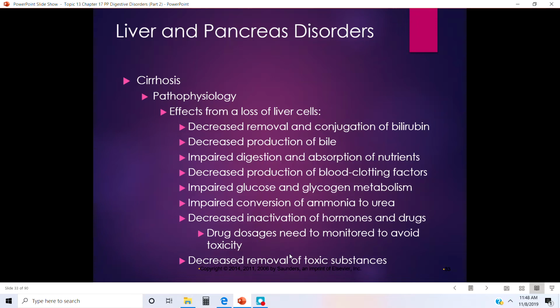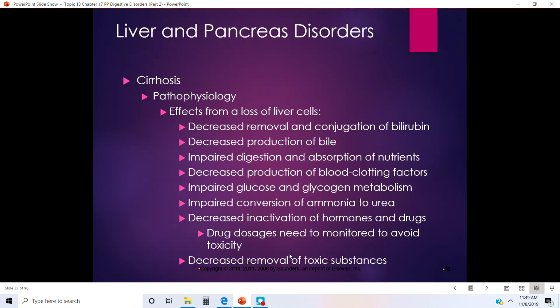So let's take a look at some of the effects that we see as a result of the loss of the liver cells. Again, if you think about all the things that the liver does for us when you were in A&P2, when you studied the normal function of the liver, right, you'll see a lot of this will apply as we lose the liver cells. There'll be a decreased removal and conjugation of the bilirubin. Remember, bilirubin comes from red blood cell destruction. It gets conjugated in the liver and then it gets eliminated in the bile. So that's going to be inhibited.